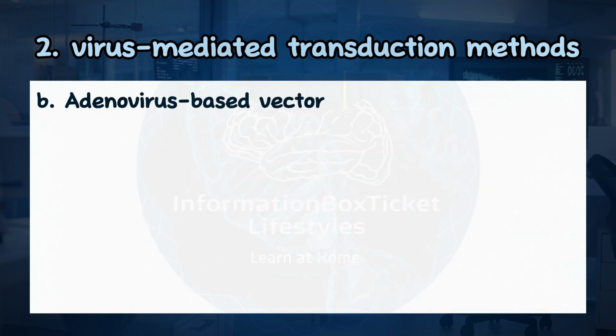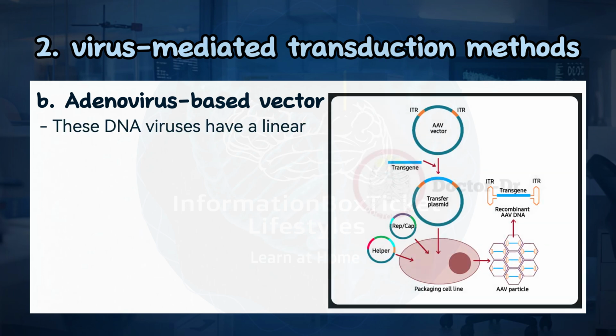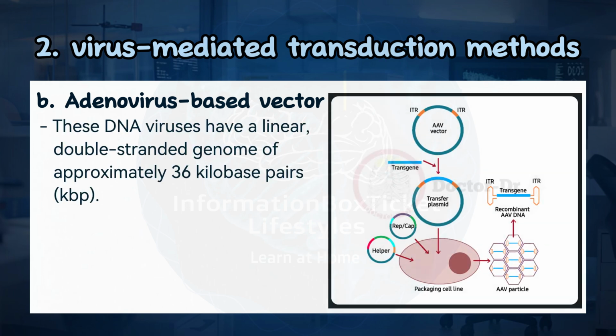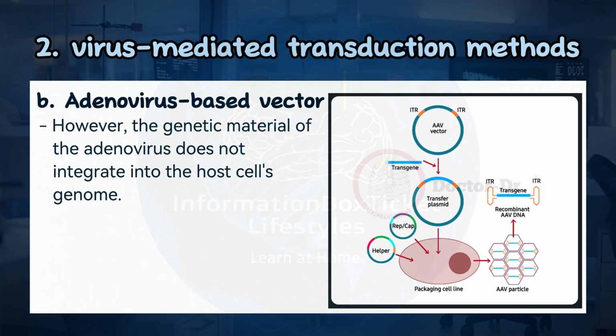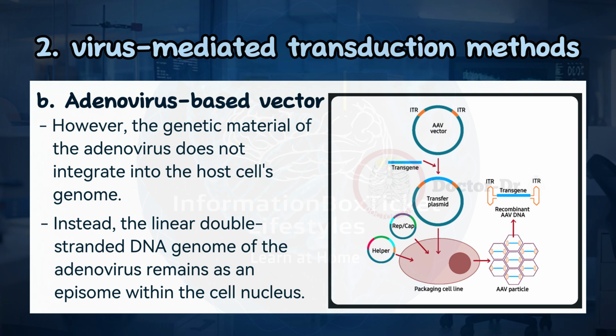B. Adenovirus-based vector. These DNA viruses have a linear double-stranded genome of approximately 36 kilobase pairs, kbp. When adenoviruses infect a host cell, they introduce their linear double-stranded DNA molecules into the host cell. However, the genetic material of the adenovirus does not integrate into the host cell's genome. Instead, the linear double-stranded DNA genome of the adenovirus remains as an episome within the cell nucleus.